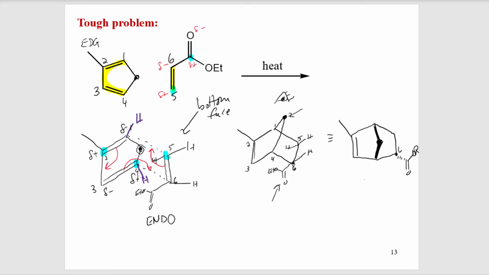Had I chosen endo, but from the top face, the other product would have been trans again, but the opposite enantiomer. This is a hard problem, but it encompasses all parts to a Diels-Alder reaction. And you can see the very methodical way in which you can go about solving these problems.